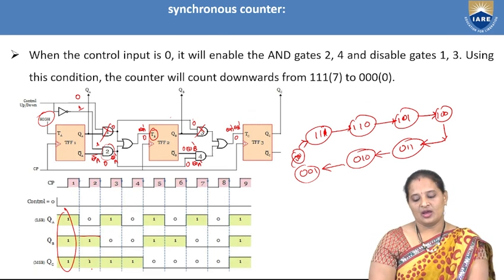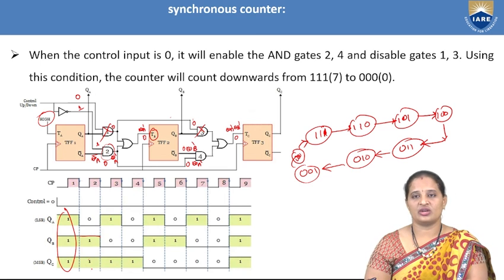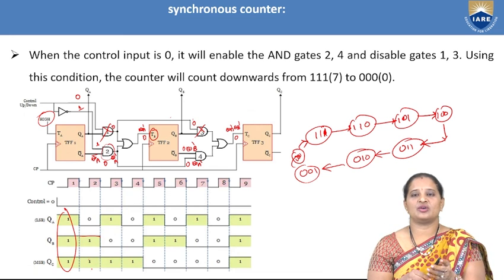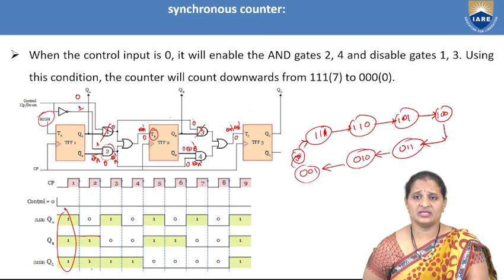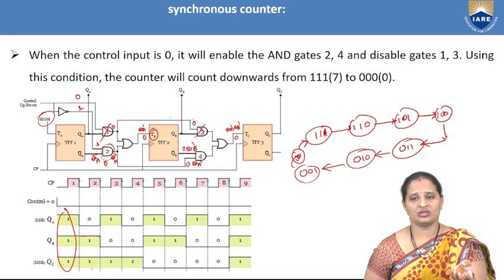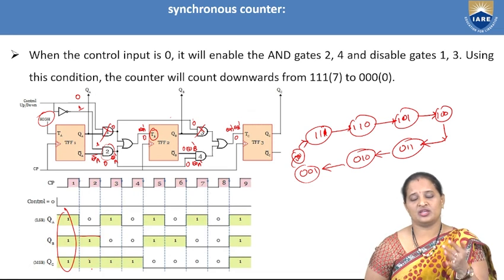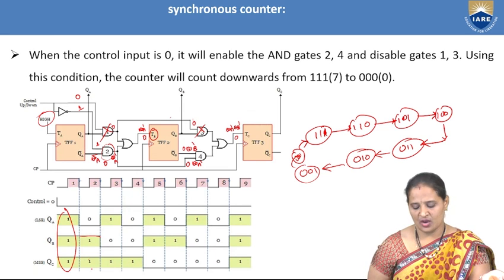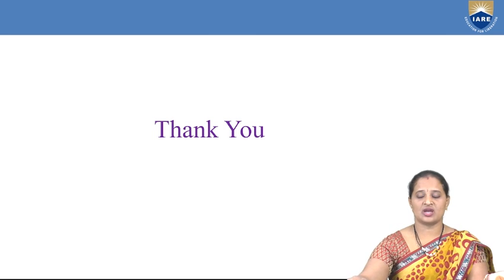So this is the operation of the synchronous bidirectional counter, or the synchronous up down counter. When the control input is 1, it operates as an up counter. When the control input is 0, it operates as a down counter. That means it can count the pulses in both directions, that is, in the incremental order and in the decremental order. So that is the operation of asynchronous and synchronous counters.